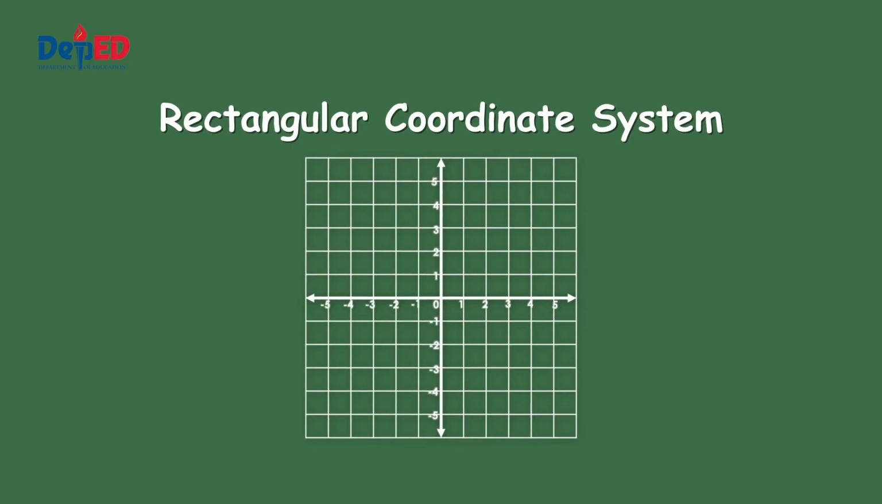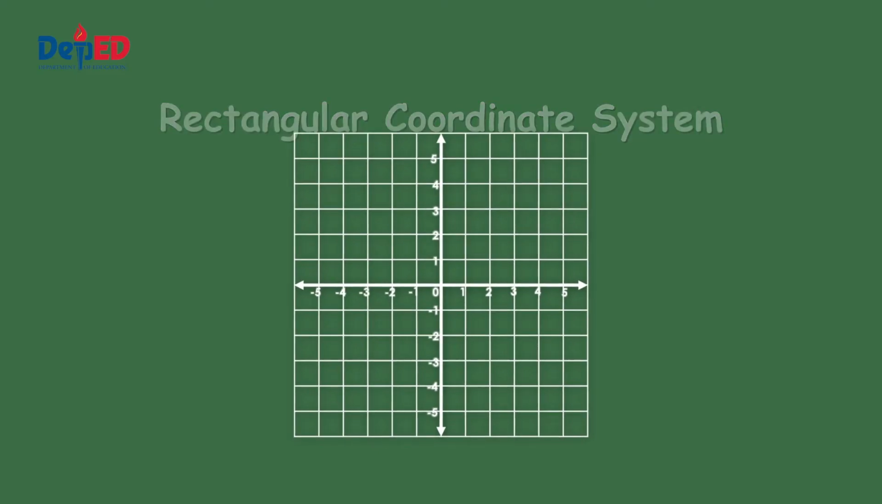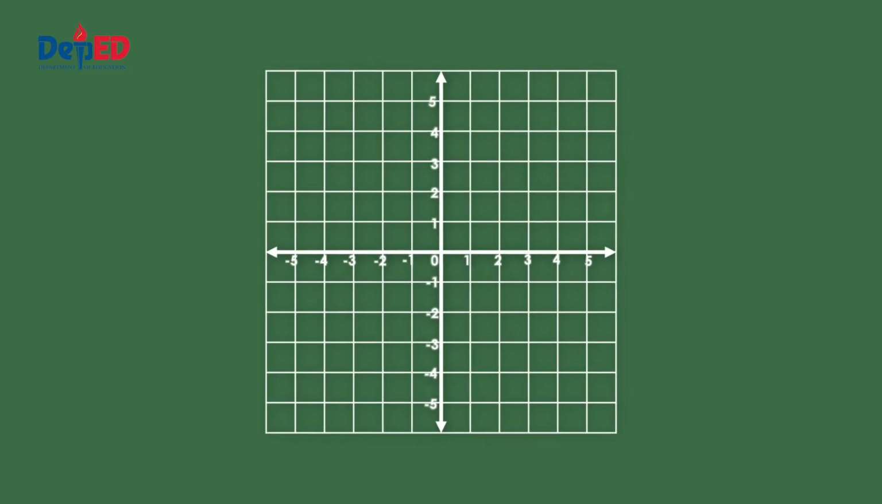Let's recall a rectangular coordinate system. It is based on a plane with 2 lines intersecting perpendicularly, called axes. What do we call the horizontal axis? It is called the x-axis. How about the vertical axis? It is called y-axis. These axes intersected at a point that we call origin, where the value of x and y are both 0.